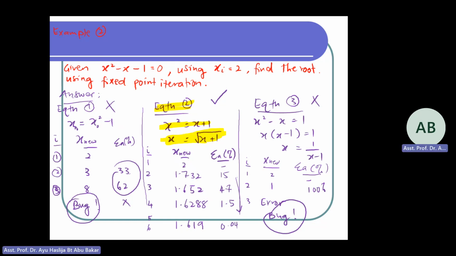Now, equation 2 can also be expanded as this. This equation is also correct to be used. You will get the same answer. How to get this? The x2 over x, cut off, then you will get this. Over x, both sides.